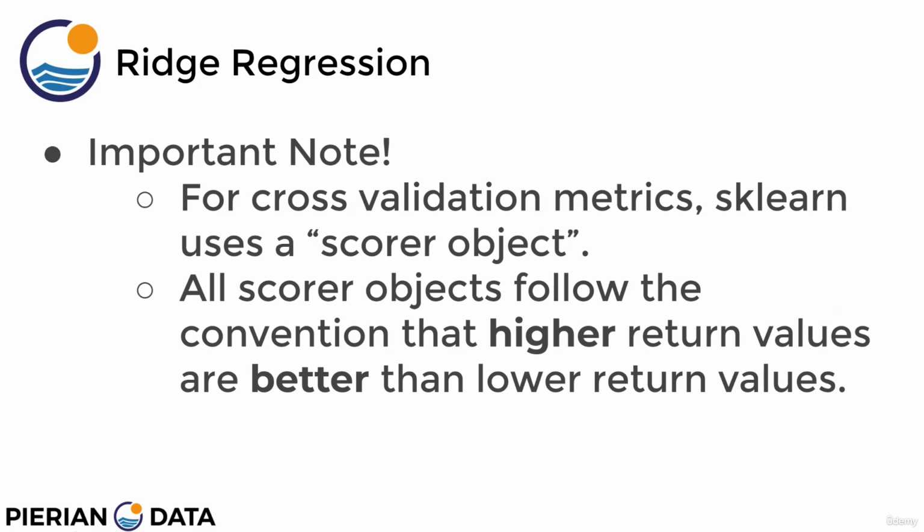Another important note is that later on, we're actually going to perform cross-validation to choose that best parameter value. And what scikit-learn uses is something called a scorer object. Essentially, what are you trying to score by? Root mean squared error, mean absolute value, etc. The caveat is that all scorer objects follow the convention that higher return values are better than lower return values. So what does that actually mean?